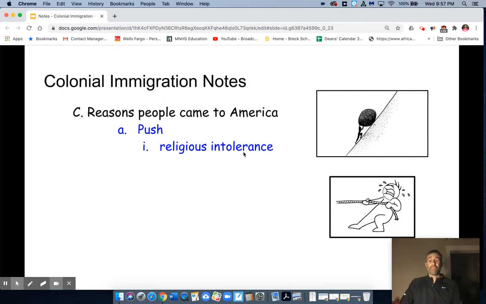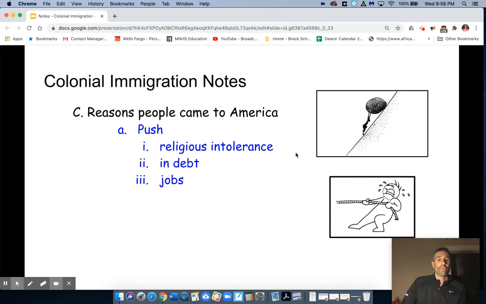Religious intolerance. That means that back in Great Britain, groups were not being allowed to practice their religion freely. So they came to this land they would call America. Or people were in debt. They owed money. And an opportunity to work off that debt was to go to this place called America and work on a farm or work in someone's home and work off that debt. And then maybe you get free of the debt and get something for it. It's called indentured servitude. You'll find out about it.